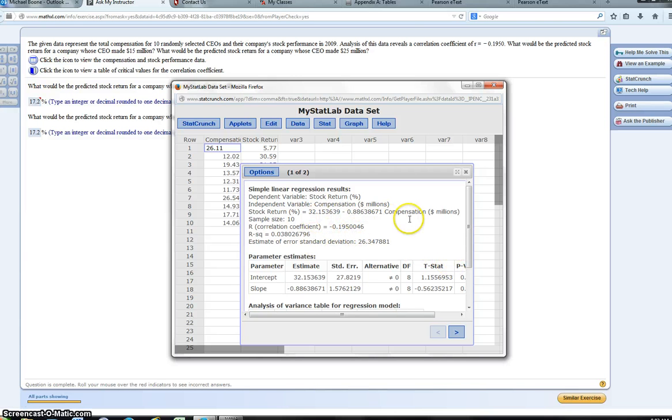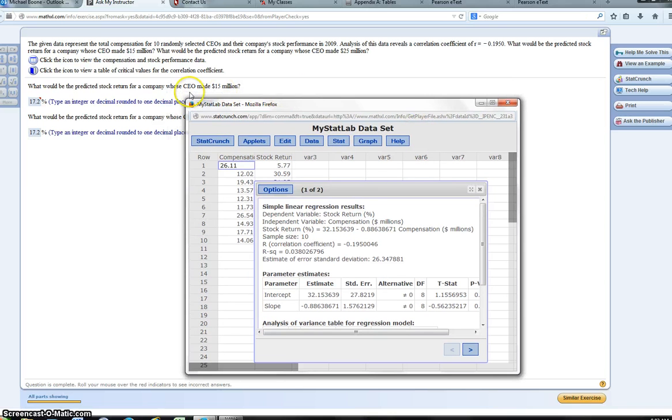Here's the equation of my line. I could plug in some compensation. I think the question says 15 million, right? So I can plug in 15 here. But it's not going to give me the answer because I shouldn't be using a line to model this data. I should be using the mean of this data, of the y values.